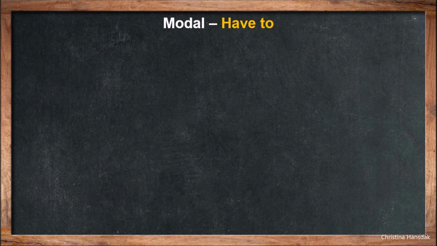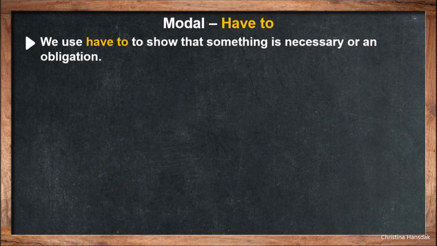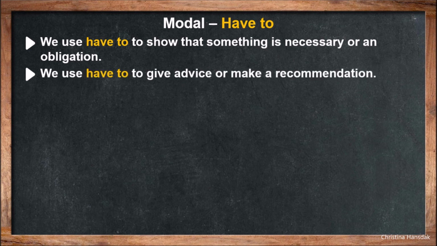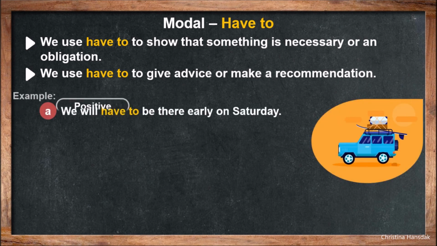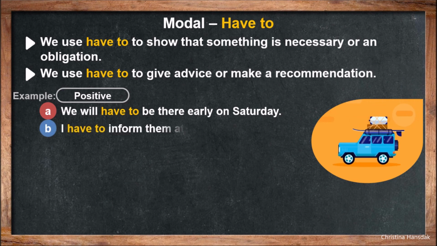Now let's learn how to use the modal have to. We use have to show that something is necessary or an obligation. We use have to give advice or make a recommendation. Example, sentence number A. We will have to be there early on Saturday. Sentence number B. I have to inform them at once.